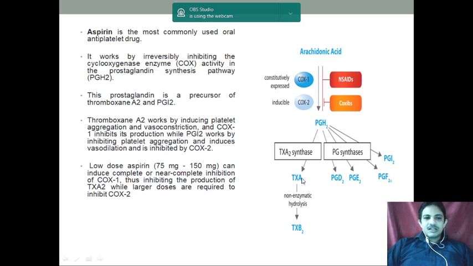This action is important because in a smaller dose, aspirin only inhibits COX1. That means thromboxane A2 production is inhibited, and since it is responsible for platelet aggregation, there will be no platelet aggregation. So a low dose of aspirin, like 75 to 150 milligrams, is useful as a prophylaxis drug.